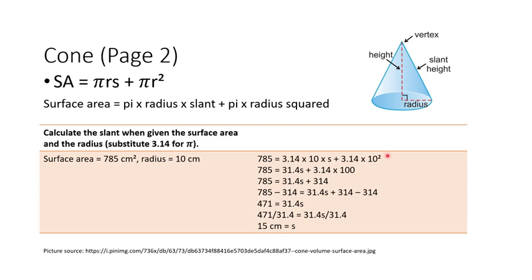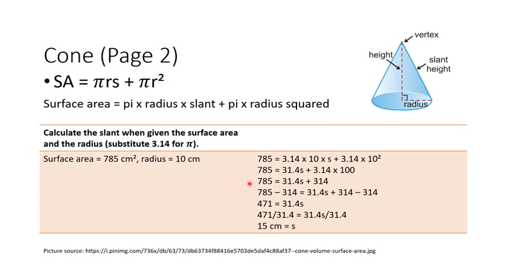First we'll square 10, and that's going to give us 100. Then we'll multiply. 3.14 times 10 is 31.4 times s, plus 3.14 times 100, which will give us 314.